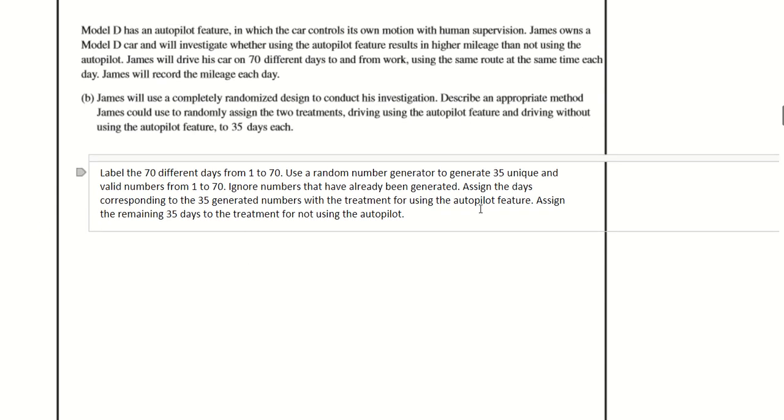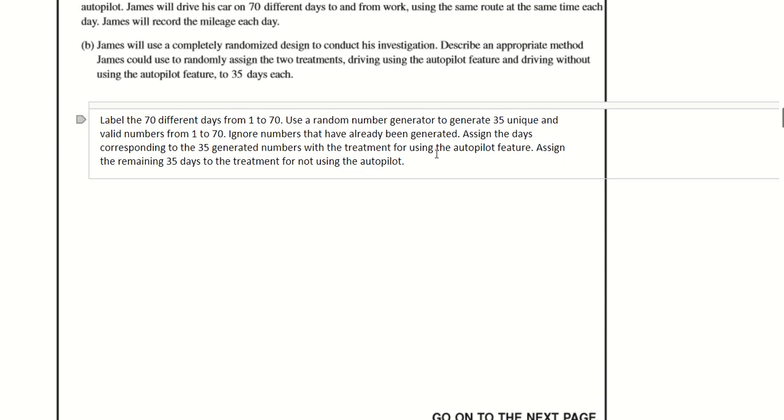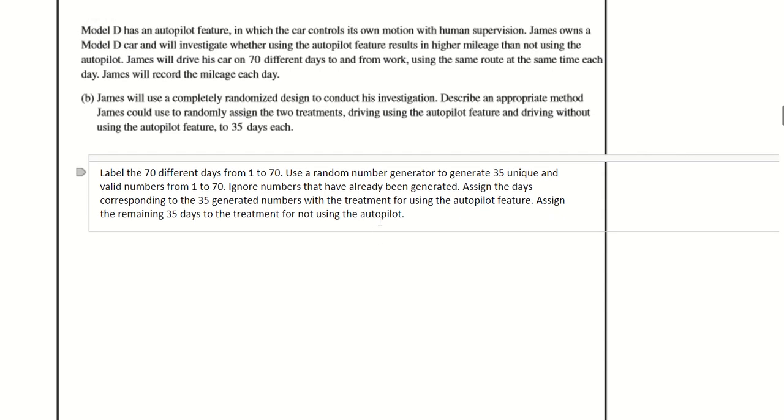Now moving on to this question, we need to describe a method to assign two treatments that James is planning to do. One treatment being the autopilot feature and the other treatment being no autopilot feature. So I said first label the 70 different days from 1 to 70. Use a random number generator to generate 35 unique and valid numbers from 1 to 70. And what I mean by unique is basically ignore numbers that have already been generated. And then assign the days corresponding to the 35 generated numbers to the treatment for using the autopilot feature, and assign the remaining 35 days to the treatment for no autopilot feature.